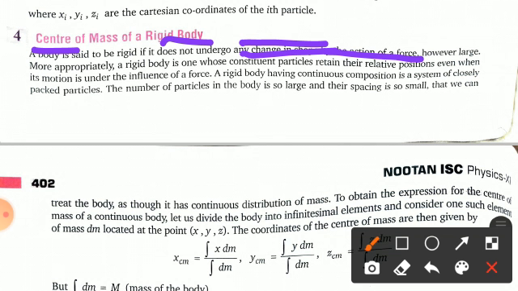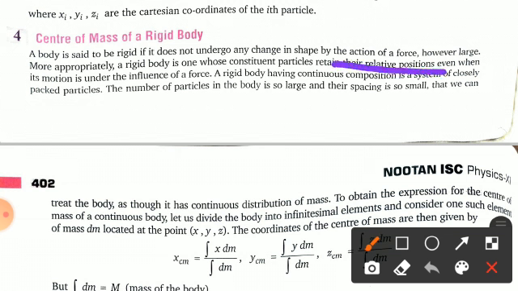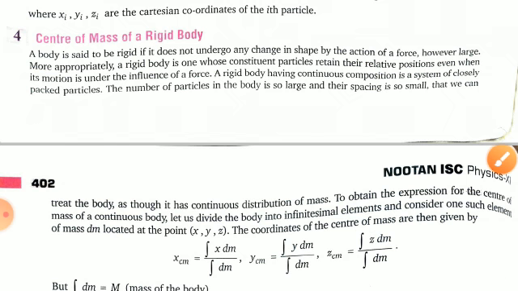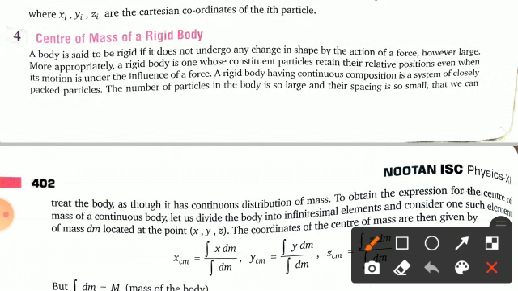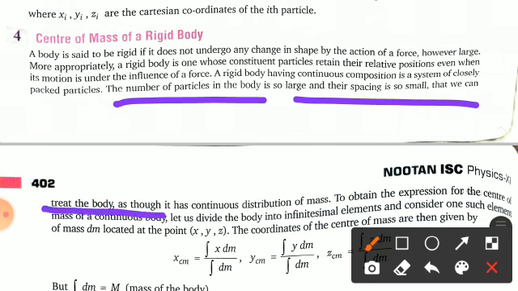Clear? More appropriately, a rigid body is one whose constituent particles retain their relative positions even when its motion is under the influence of a force. So a rigid body having continuous composition is a system of closely packed particles. Clear? The number of particles in a body is so large and their spacing is so small that we can treat the body as a continuous distribution of mass.